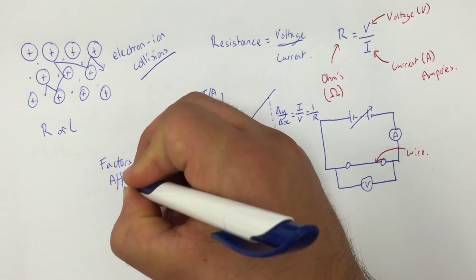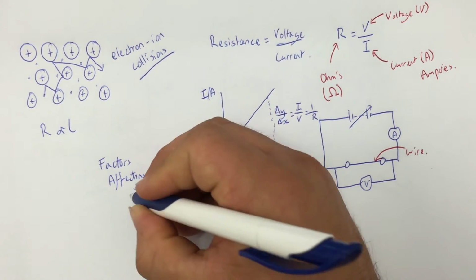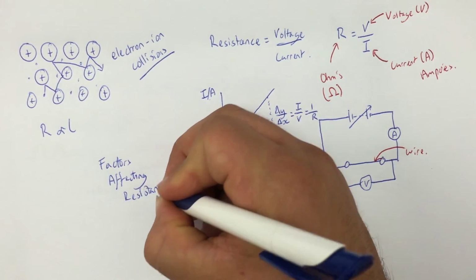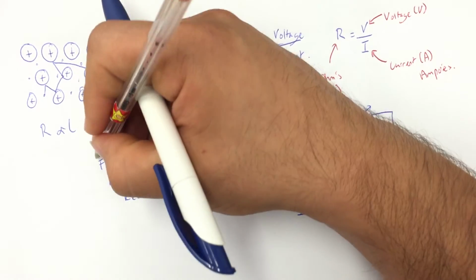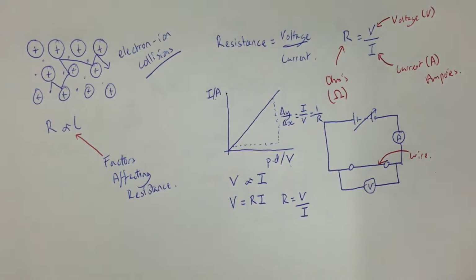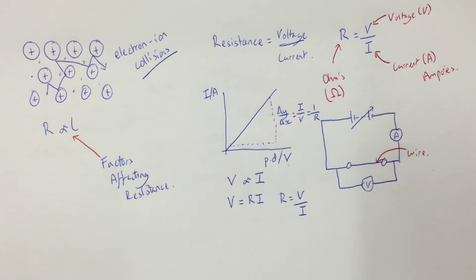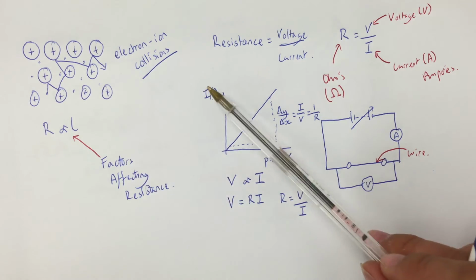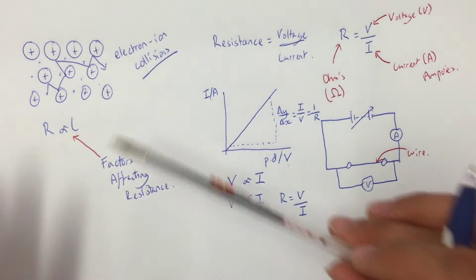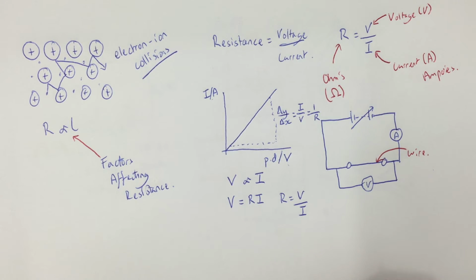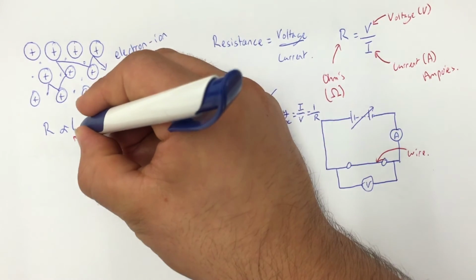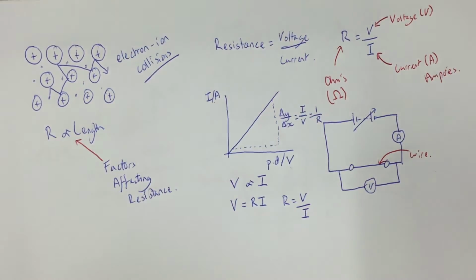And the reason for this is, if we think about a journey, if I've got to travel further, it's going to require more energy. So if my wire is longer and I've got the same amount of energy, I'm going to have more resistance to overcome, and therefore my current will decrease. So a longer wire ultimately means more electron-ion collisions, therefore a bigger resistance. So resistance is directly proportional to the length of wire.